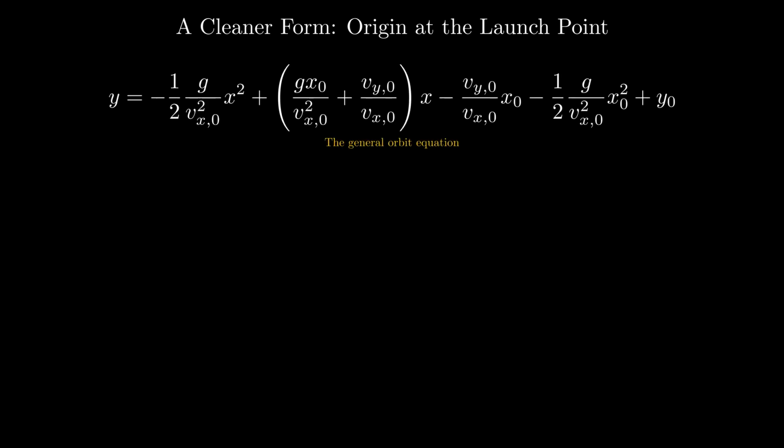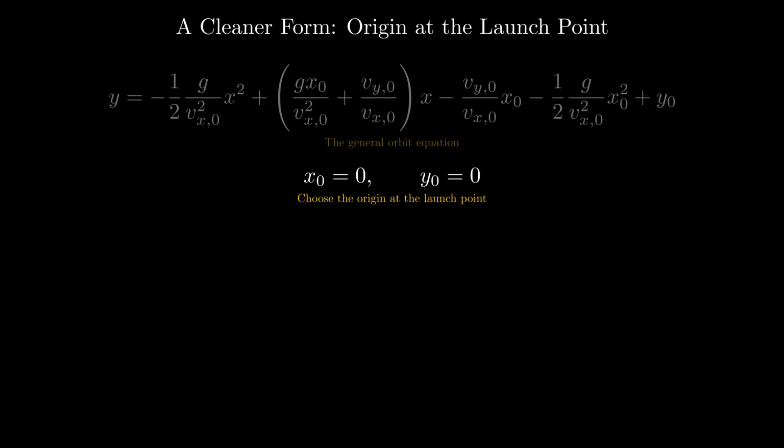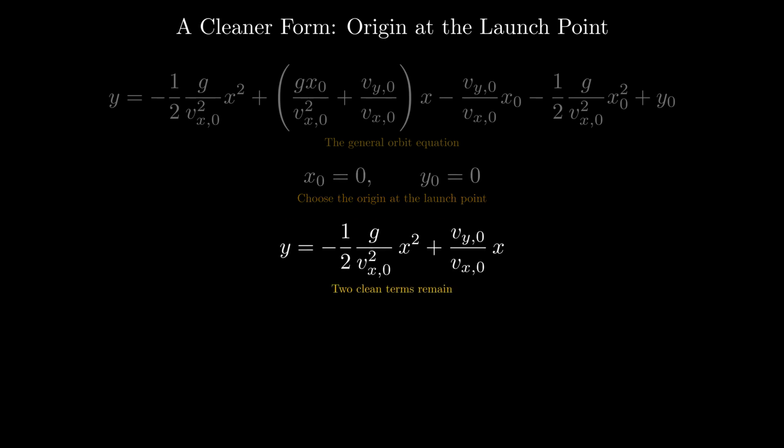We can make the orbit equation much cleaner with a smart choice of origin. Put the origin right at the launch point, so x naught and y naught are both 0 at the start. Every constant term and the g x naught piece in the x coefficient drop out. What remains is beautifully compact. y equals minus 1/2 g over Vx naught squared times x squared plus Vy naught over Vx naught times x.